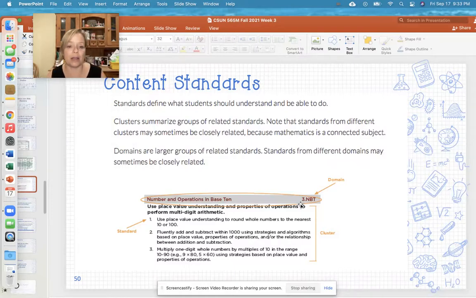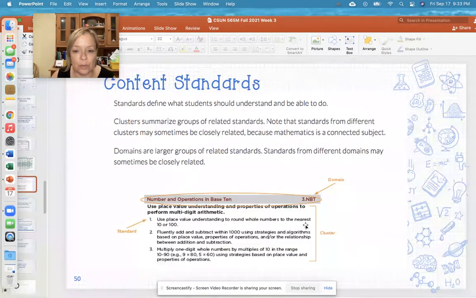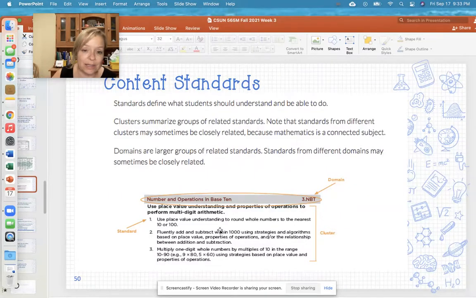3.NBT.1 or 3.NBT.2 or 3.NBT.3, and know that that was number and operations in base 10, specifically using place value understanding to round whole numbers to the nearest 10 or 100, right? So you see there are 3 standards in this domain, and they are organized in a cluster. Okay, so if you go into the actual content document, what's seen here is there could be other standards under number and operations in base 10 for 3rd grade, but they're organized in a different cluster.